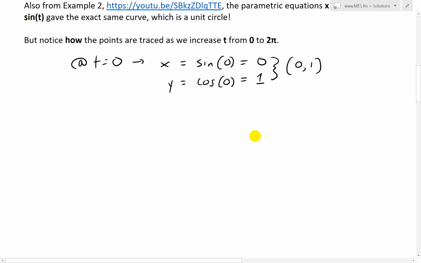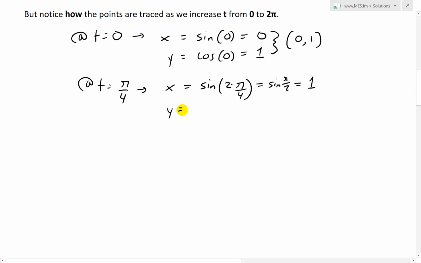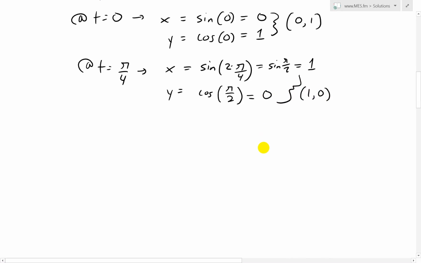Then let's just increase by a quarter. At t equals pi over 4, x is equal to sine of 2 times pi over 4, which is the same as pi over 2, so sine pi over 2, and again recall this is equal to 1. For y, it's cosine of 2 times pi over 4, so cosine pi over 2, which equals 0. The point that we get is now 1, 0. Notice how it's rotating.